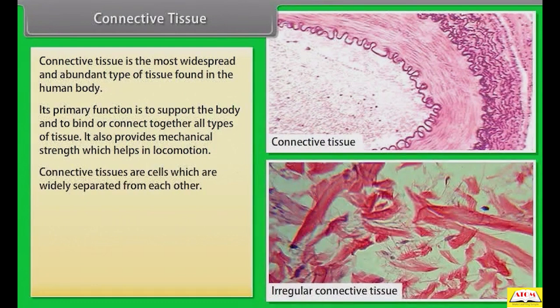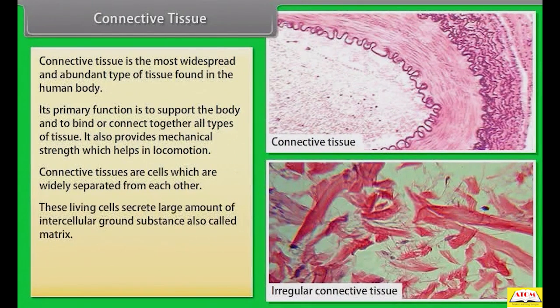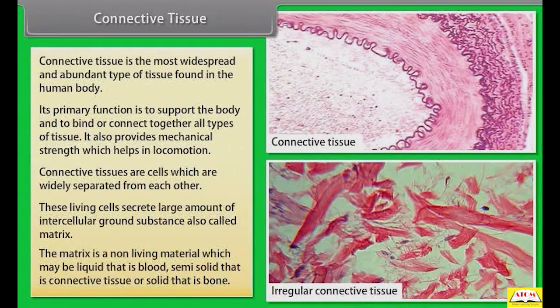Connective tissues are cells which are widely separated from each other. These living cells secrete large amount of intercellular ground substance, also called matrix. The matrix is a non-living material which may be liquid, that is blood, semi-solid, that is connective tissue, or solid, that is bone.